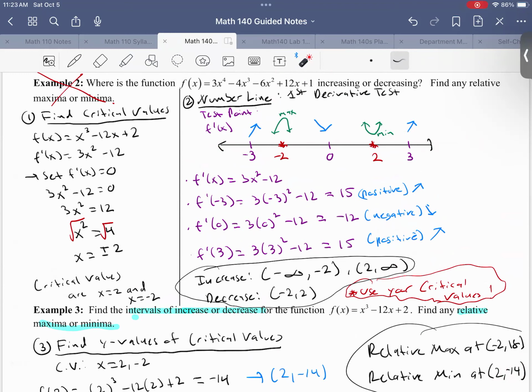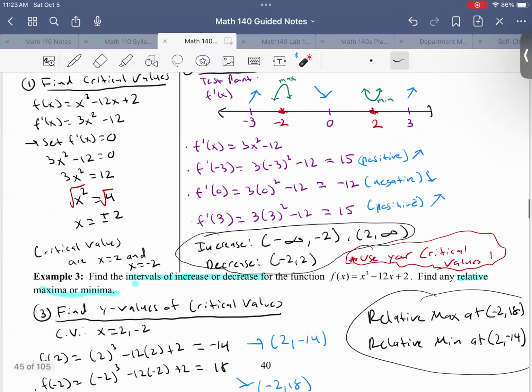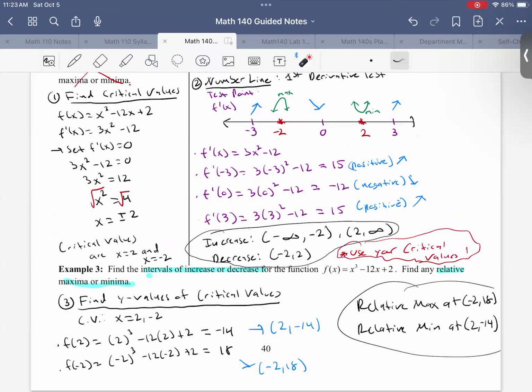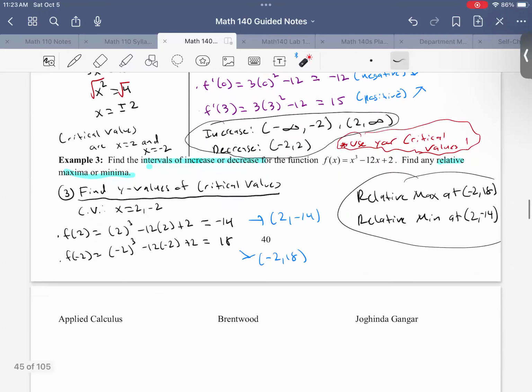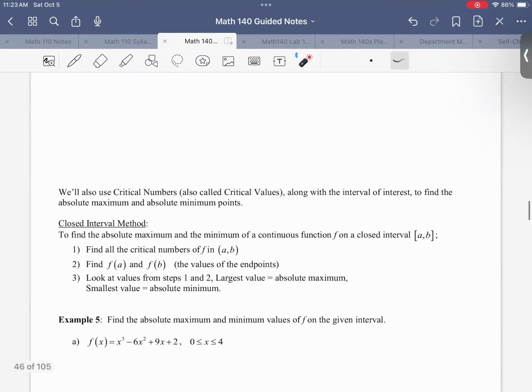Okay, so that's the example. We're exhausting everything we kind of just picked up right now. We have our two answers, increase and relative mins or maxes. So let's go ahead and move on to another example.